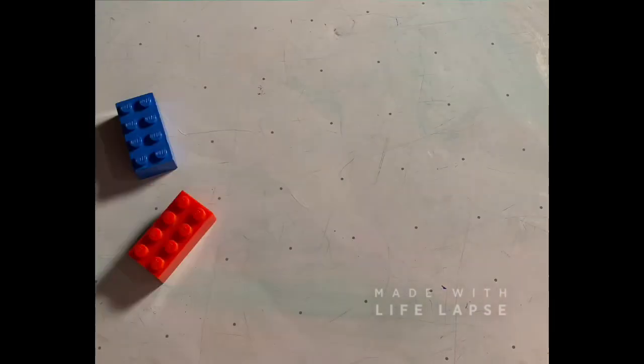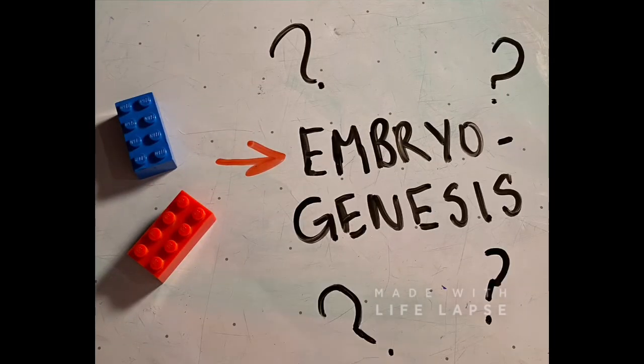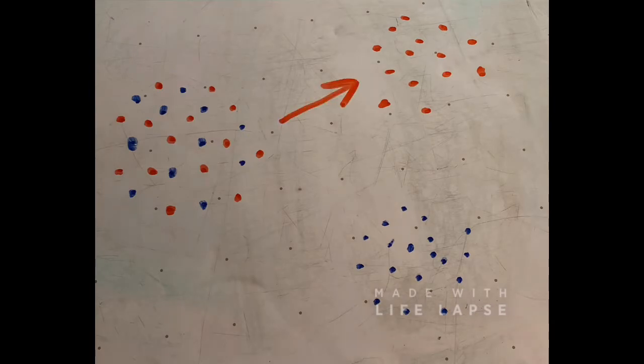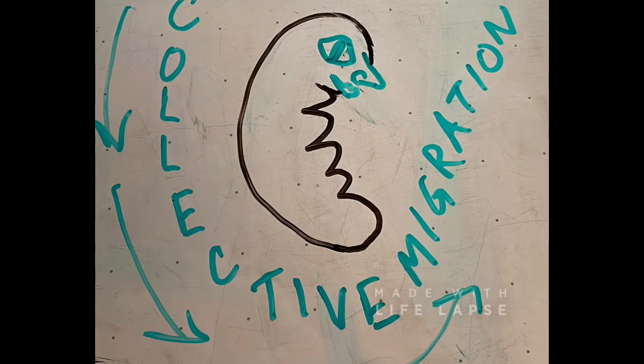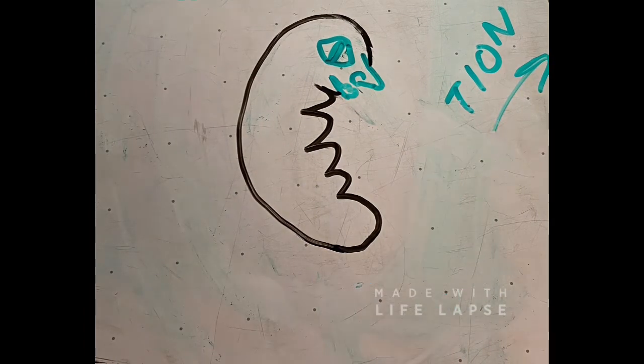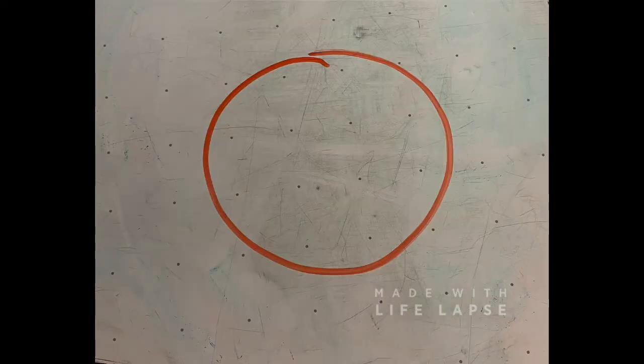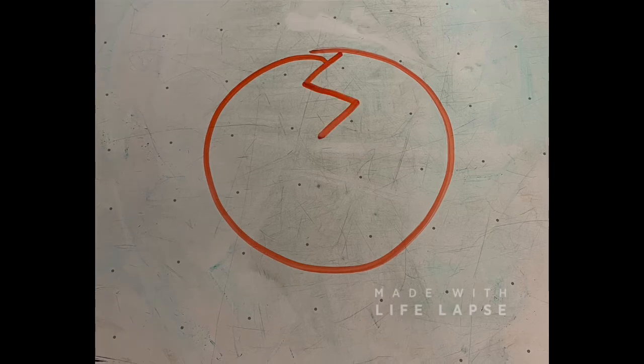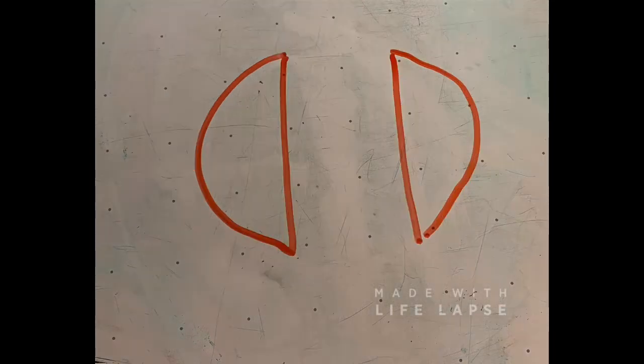Now, what do cadherins have to do with embryogenesis? First, they allow for cell sorting in the developing embryo. Second, they allow for collective migration of cell groups. And lastly, they allow for boundary formation in groups of cells. When a distinct separation occurs in a cell group to create 2 separate groups, it is called boundary formation.